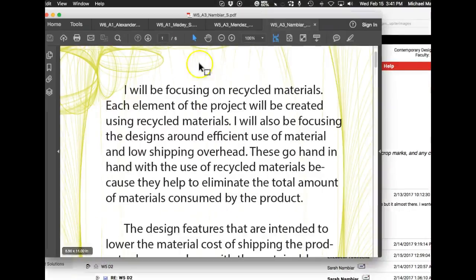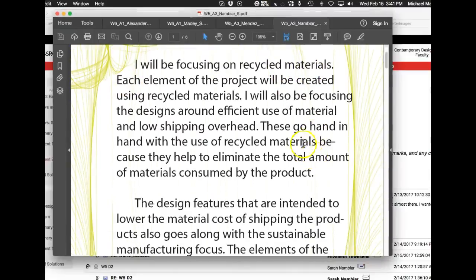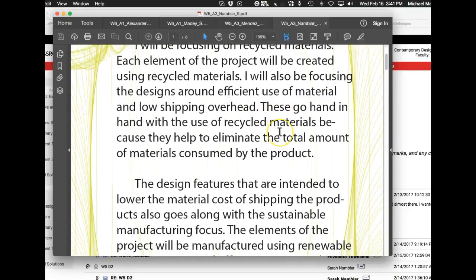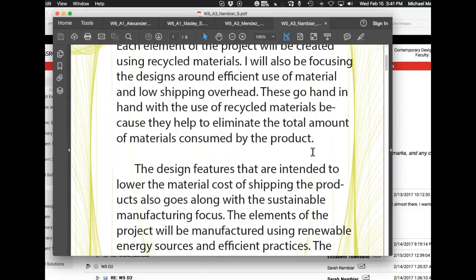I've got your work up right here, and let's take a look. Okay, so I'll be focusing on recycled materials as you start your writing, and you talk about the elements being created using recycled materials, and you got the idea right. Exactly. I'll be focusing on designs around efficient use of material and low shipping overhead. Fantastic. Definitely pointing in the right direction. These go hand in hand with the use of recycled materials because they help eliminate total amount of materials consumed by the product. That's great right there. You got it.